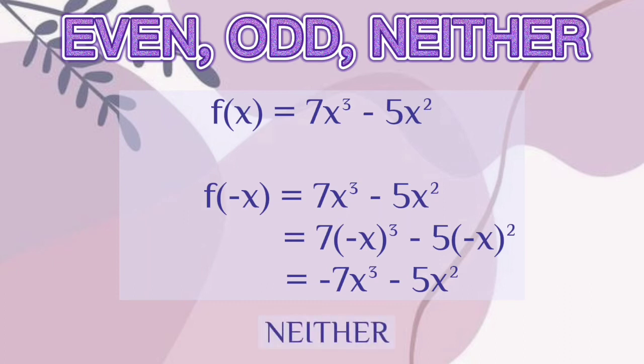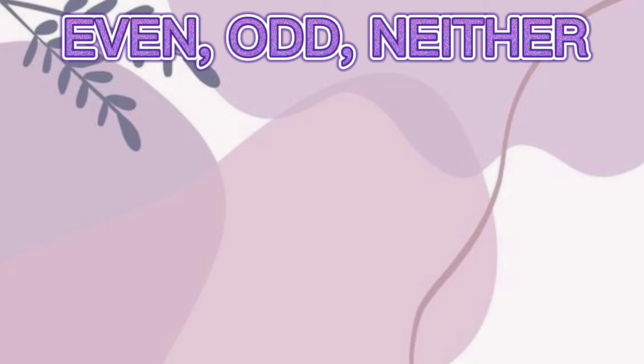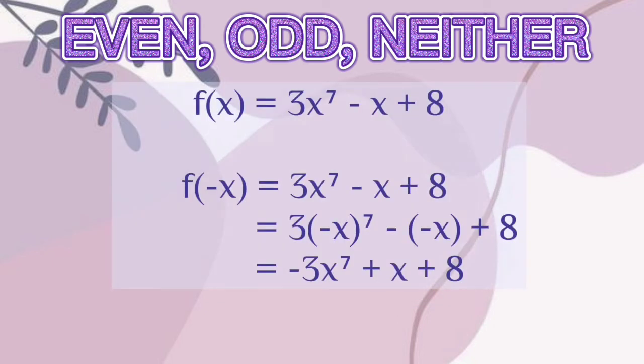This is considered as neither because the first term's sign changed and the second term did not change any signs at all. Let's take a look at this example. F of x is equal to 3x raised to 7 minus x plus 8. Then we'll have to plug in the negative x in the equation. I know every one of you knows how to plug in the negative x in the equation, so I will not discuss it any further. Then we have 3 times negative x raised to 7 minus negative x plus 8.